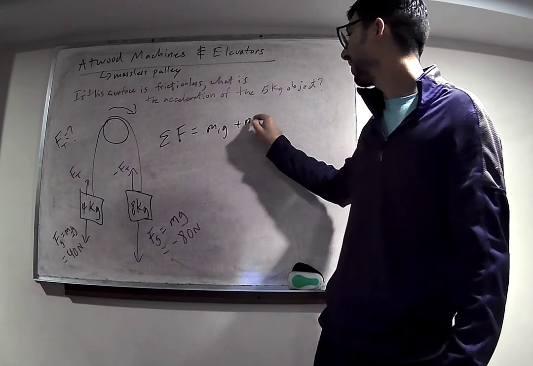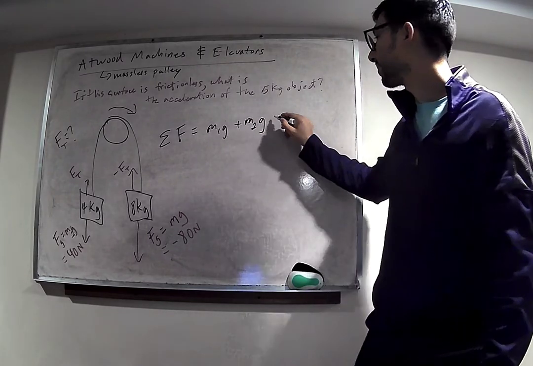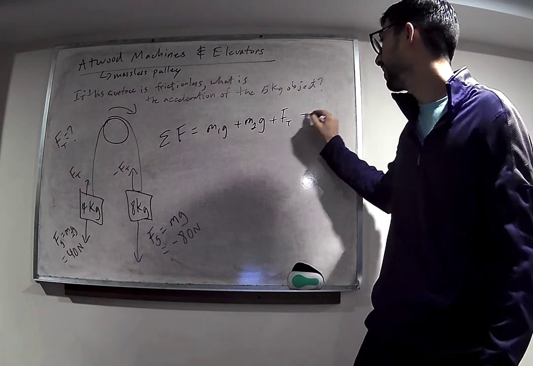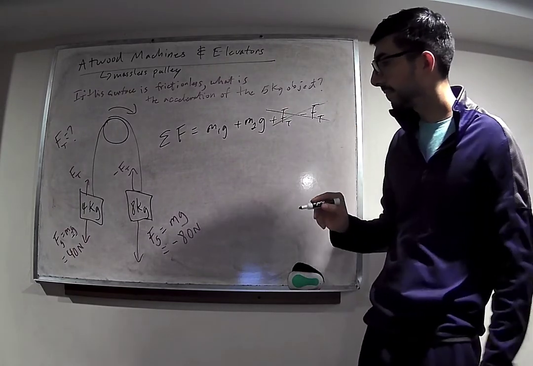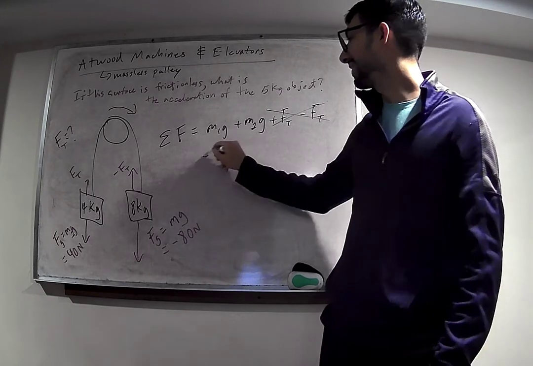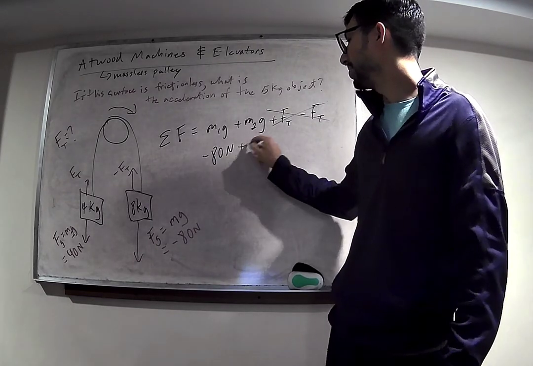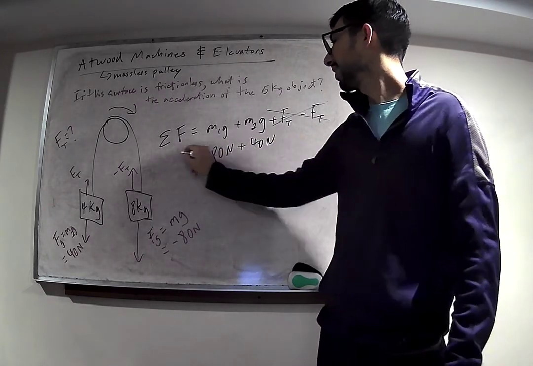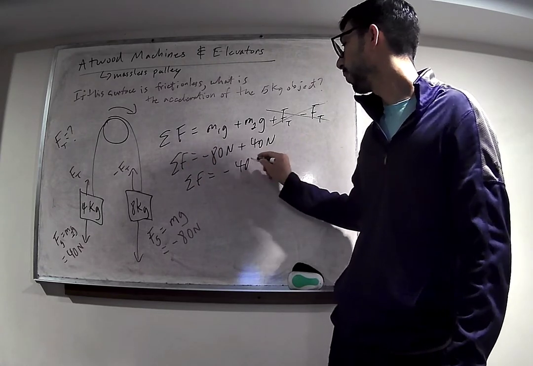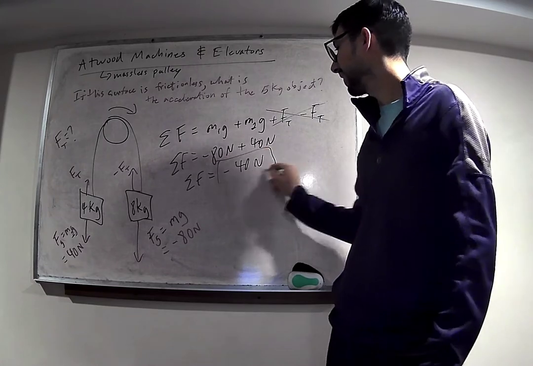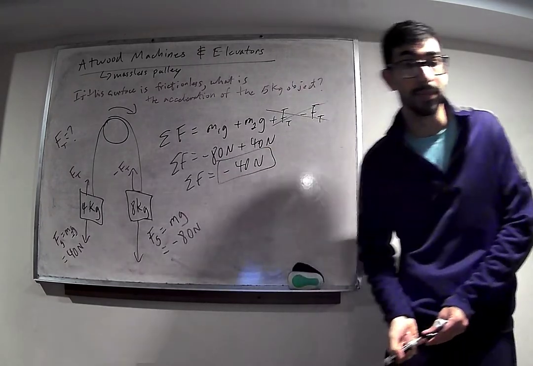M1G plus M2G plus Ft minus Ft. And we see these cancel right away. M1G is negative 80 newtons. M2G is 40 newtons. So our net force here is going to be negative 40 newtons. That is our net force on the whole system.